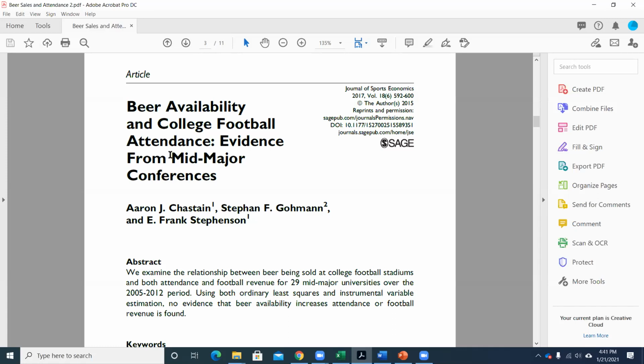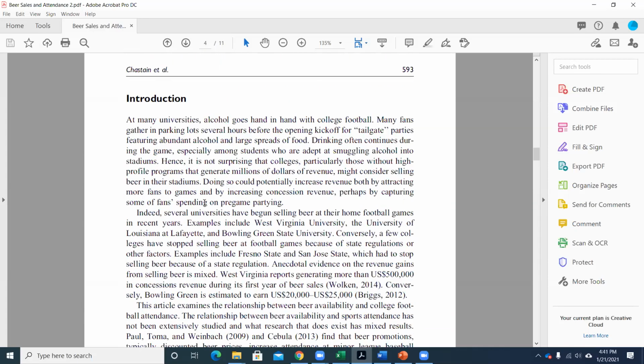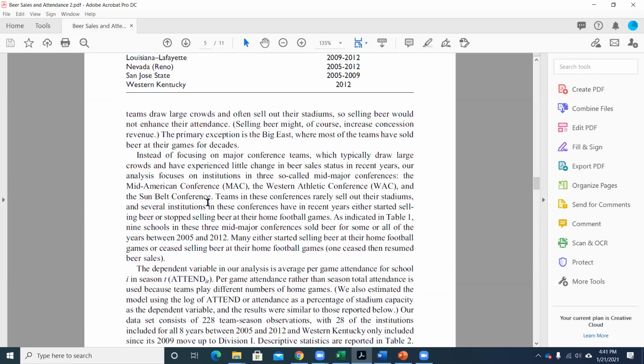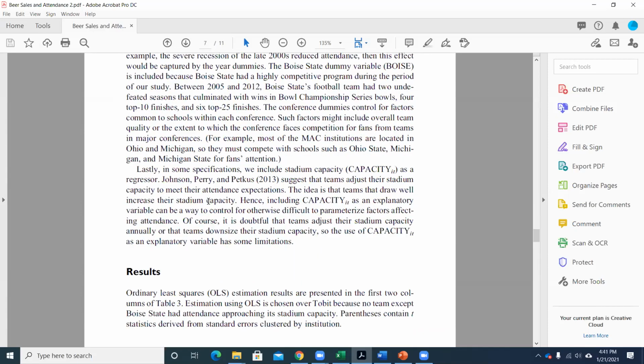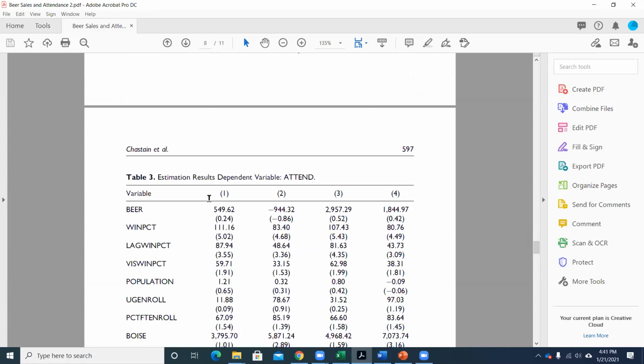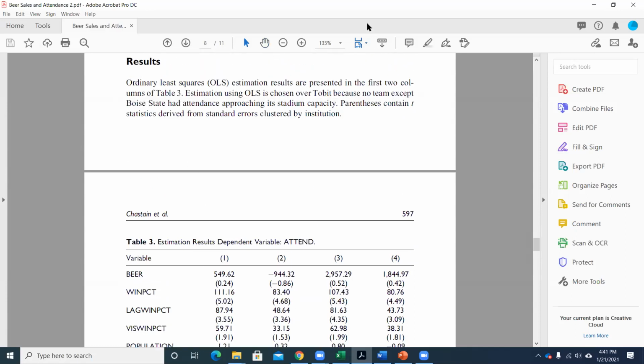So maybe there's some decreases potentially. What they did was they thought about this as: we've got this question, is making beer available increasing or decreasing attendance at these games? So we'll go down here to the results, and I'll annotate this.